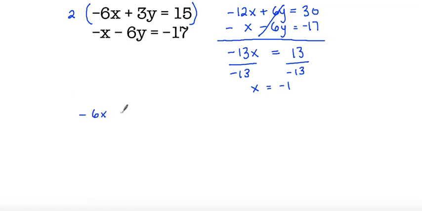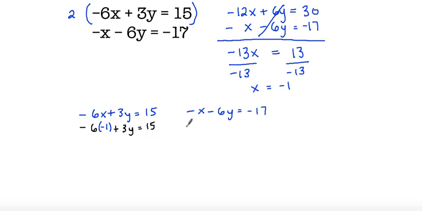So negative 6x plus 3y is equal to 15, and I have negative x minus 6y is equal to negative 17, and I'm going to substitute them both in for where x is going to be equal to negative 1. So negative 6 times negative 1 plus 3y is equal to 15.